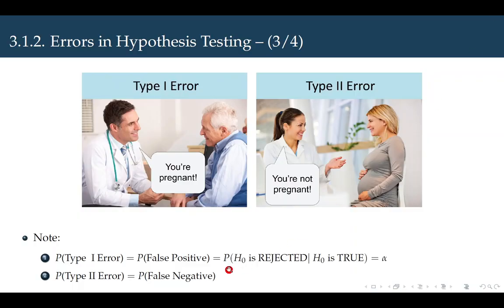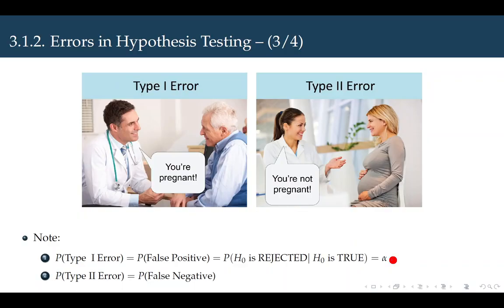So the probability of false positive is nothing but the probability of rejecting H naught, which is actually true. That is alpha, the probability of committing this type 1 error. For this picture, H naught states there is no pregnancy. No pregnancy is true for this person, but the doctor rejects it. Therefore, he is committing type 1 error, or the probability of committing type 1 error here is alpha.